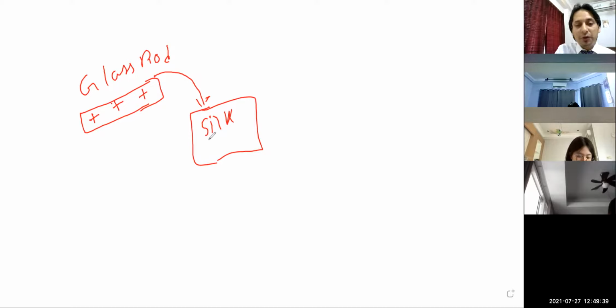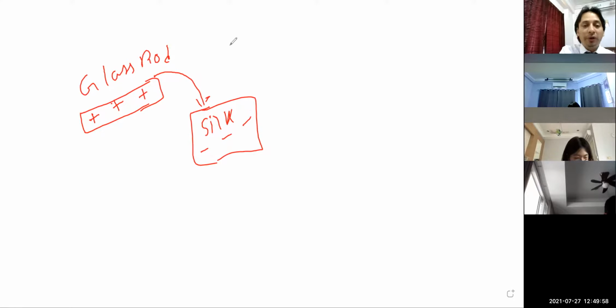Definitely, the silk cloth is in contact with the glass rod, because we have rubbed them with the concept of friction. So the silk cloth will acquire or gain the electrons from the glass rod. Then the same amount of negative charge will appear on the silk cloth.